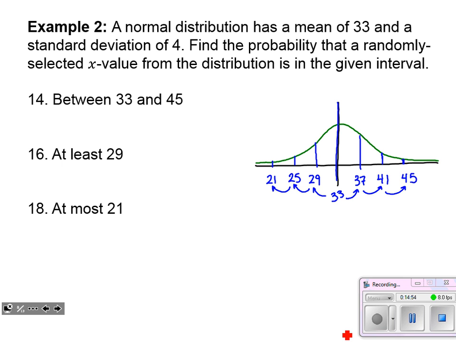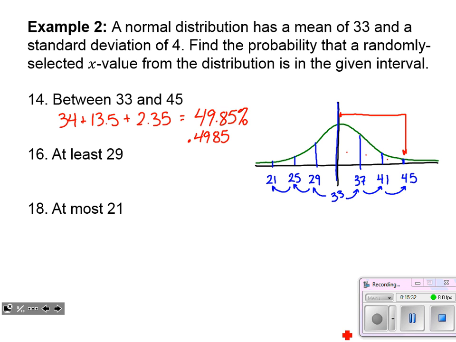So number 14, between 33 and 45. So I'm going to try to do this in a way that I can reuse this diagram from here to here. So I've got 3 wedges to add up. I've got a 34, I've got a 13.5, and I've got a 2.35. Those are the percentages, respectively, of those 3 wedges I need to add up. That totals up to, okay, we're finding the probability, so we'll want it as a decimal, but we get another 49.85%, so 0.4985 is our answer as a probability, as a decimal.